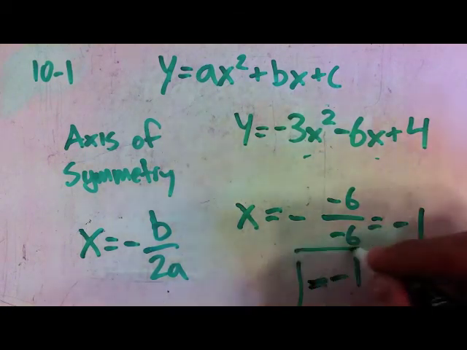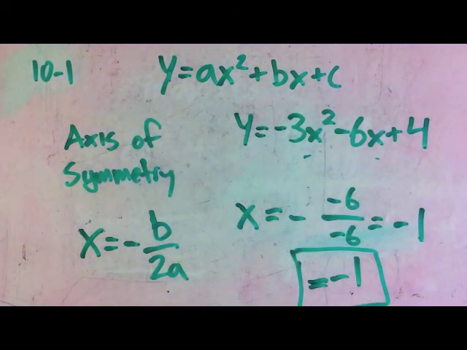So why is this important? It's important because we didn't have to graph it, and we found out really quick that our axis of symmetry using this formula is negative 1 without having to graph it. We're not having to make a table. Our next step is to find the vertex.